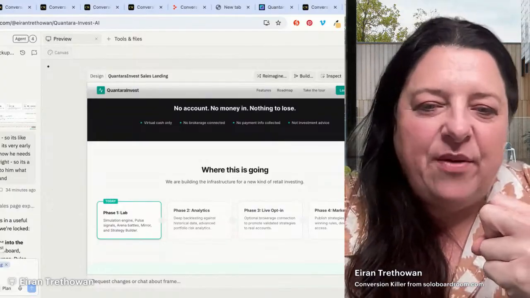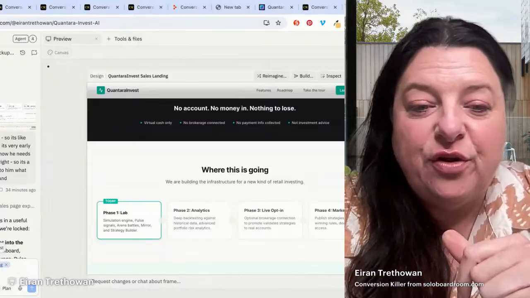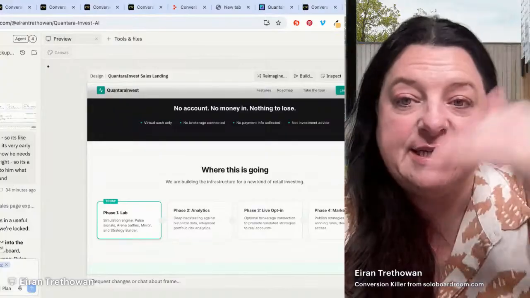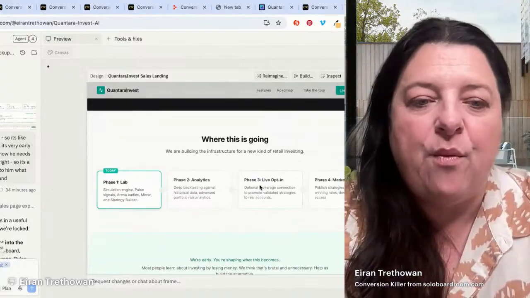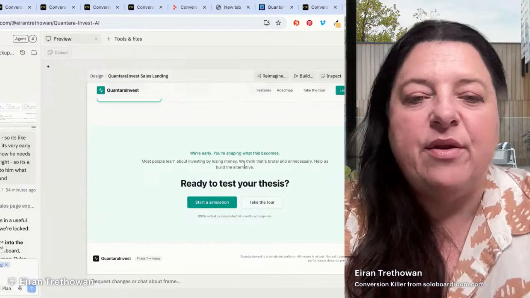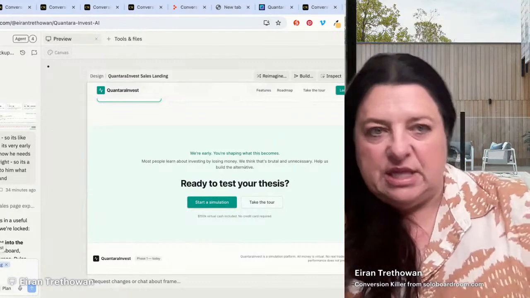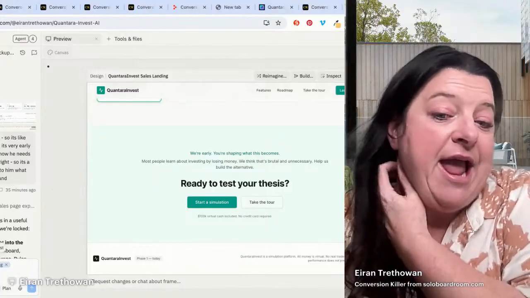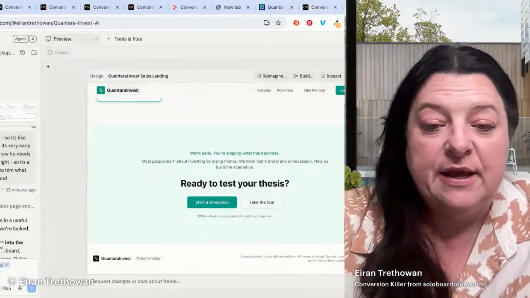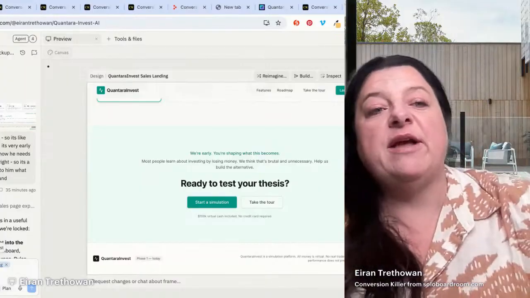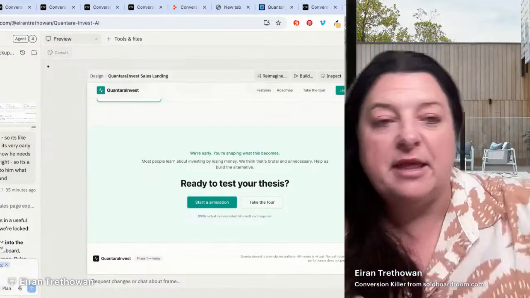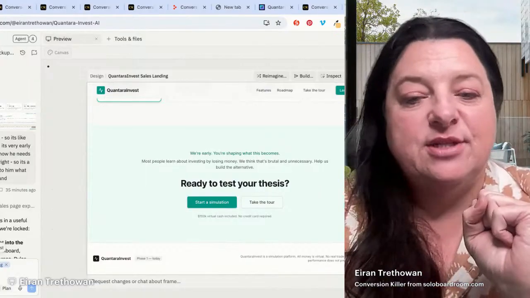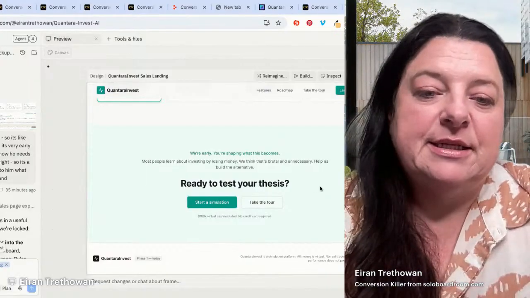And where this is going, we are building the infrastructure for a new kind of retail investing. And then it just lists the phases that Lawrence had before about where it is in the market. At the moment, there's no cost to this, so you could just land in this simulation or take a tour and have a play. Once he gets behind phase 2 and phase 3, and he's putting a monetary value behind this, there's a monthly fee. Obviously, these would change to pricing structures, but I really love it.